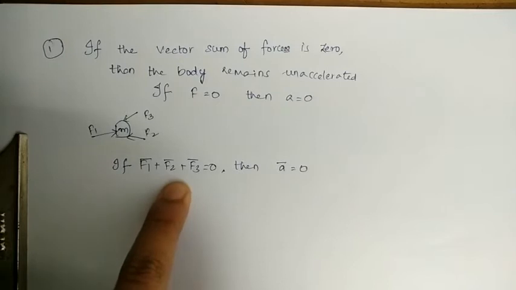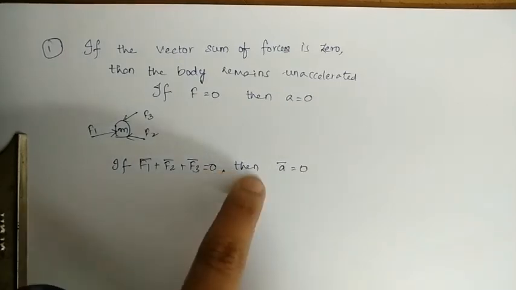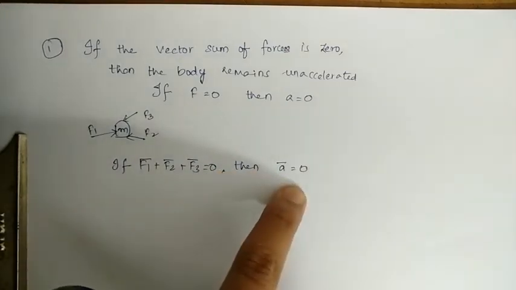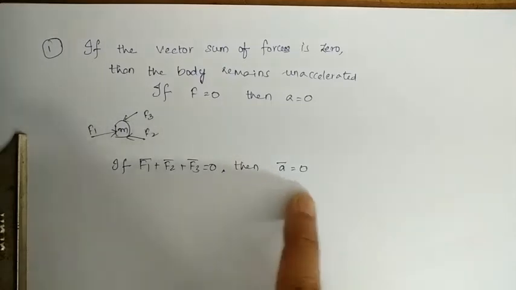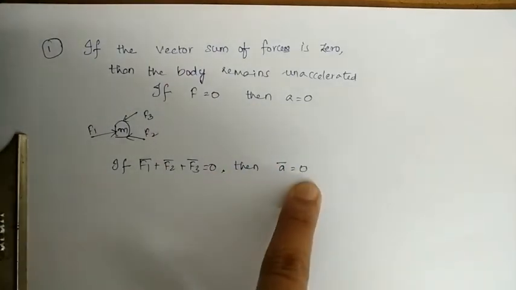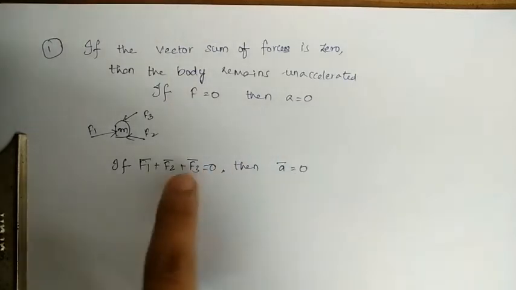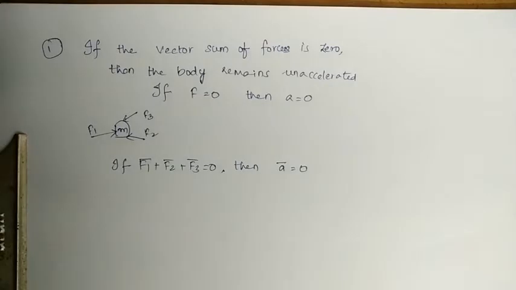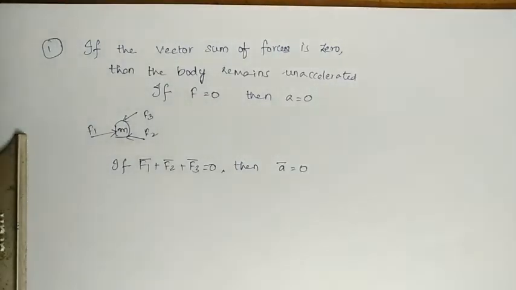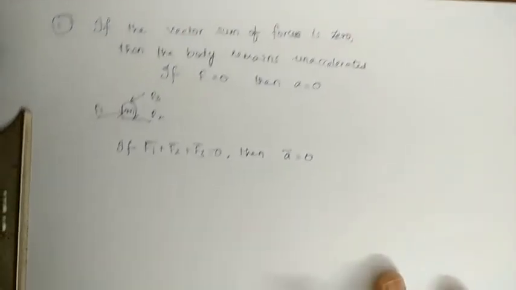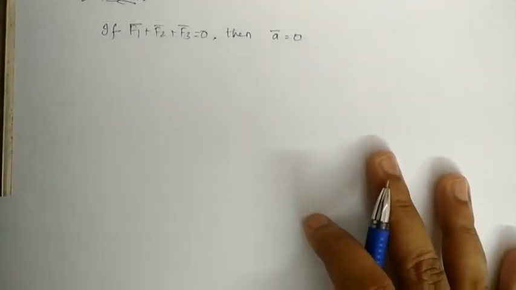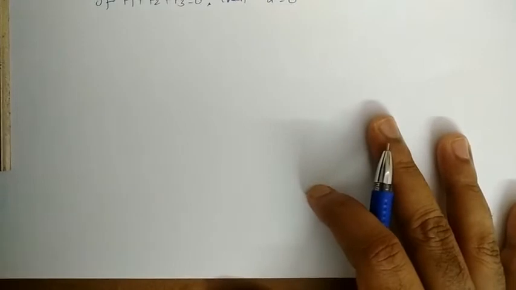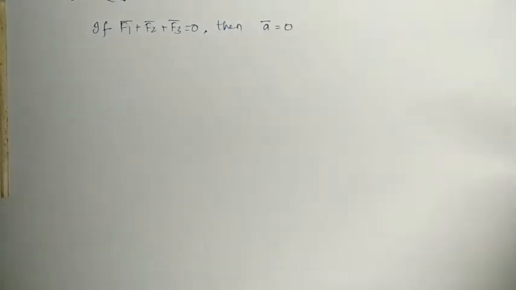If the net sum of forces acting on the body is 0, then I can say acceleration is 0. We can also say it the opposite way. If the acceleration of the body is 0, then we can definitely conclude that the net force acting on the body is 0, or the vector sum of all the forces acting on the body is 0. Now let us try to understand what acceleration equal to 0 means.